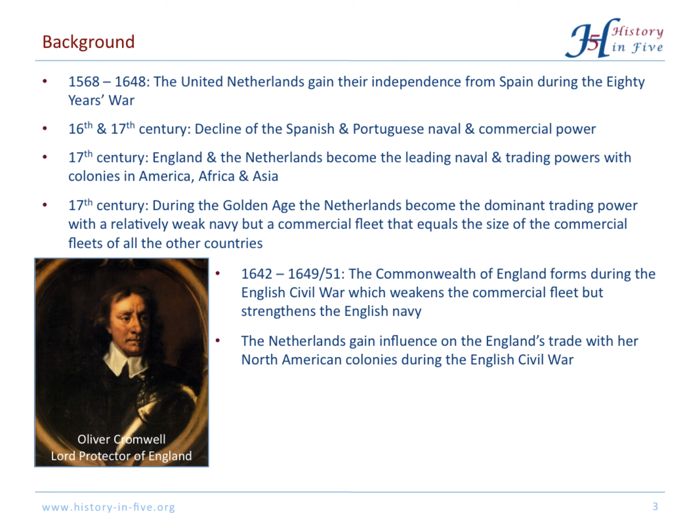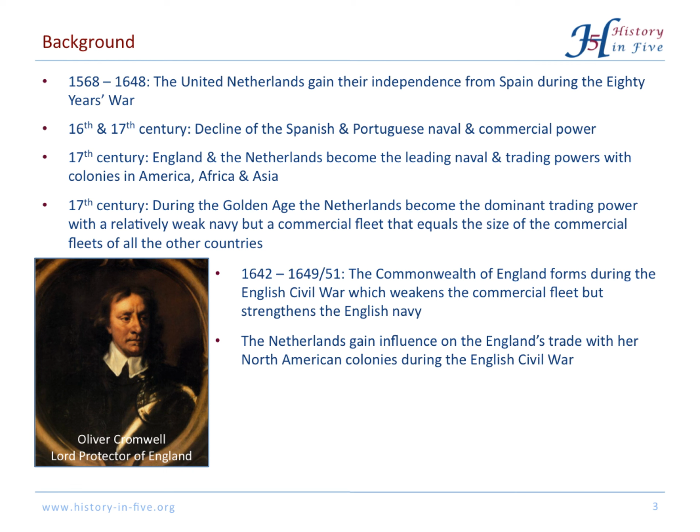The United Netherlands gained their independence not too long ago from Spain. And Spain and Portugal, these two countries were the naval and commercial powers, but their might declined in the 16th and 17th century. England and the Netherlands filled these gaps and became the new naval powers. That especially accounts for the Netherlands. During the 17th century, they had their golden age as the dominant trading power of the world. And that becomes very clear if you look at the size of the commercial fleet. The Dutch fleet matched the size of all the other commercial fleets of the world.